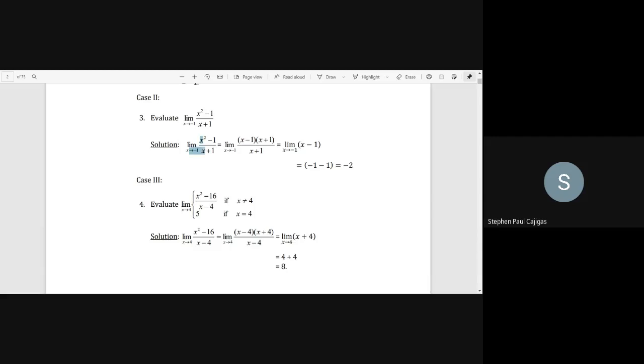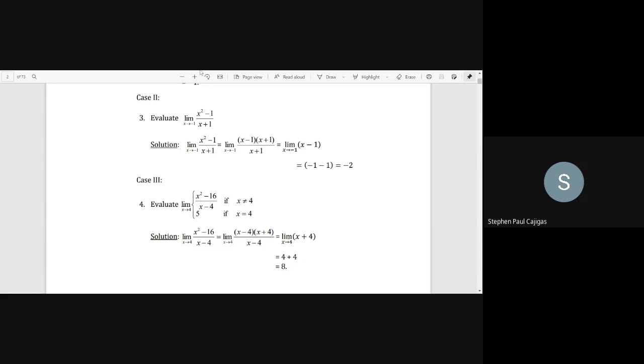So if we factor x squared minus 1, this is the difference of two squares from your algebra. So this can be factored as x minus 1, x plus 1 all over x plus 1. So the x plus 1 terms cancel, and we are left with x minus 1. So in this case, it is safe for us to substitute -1.